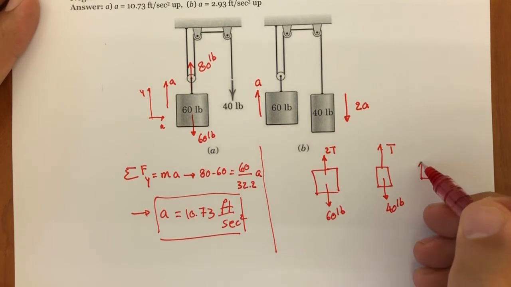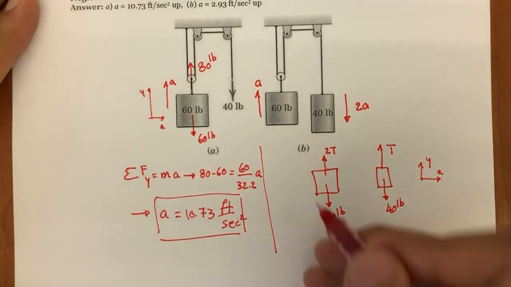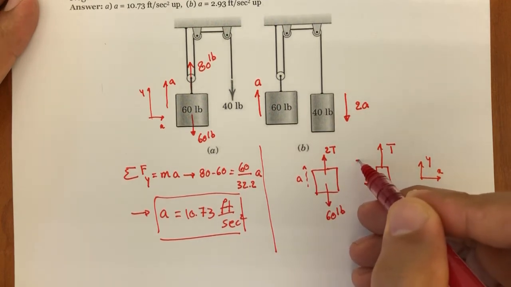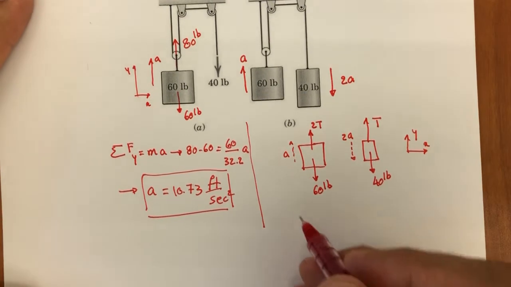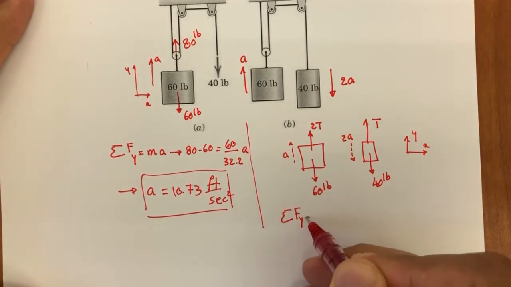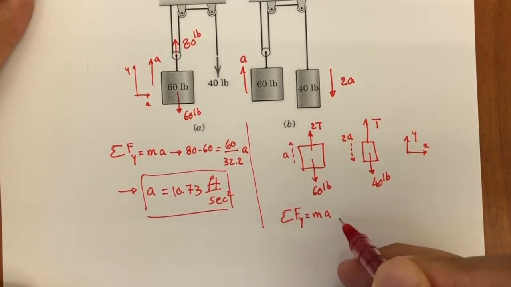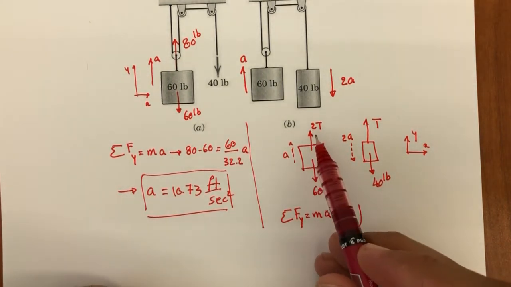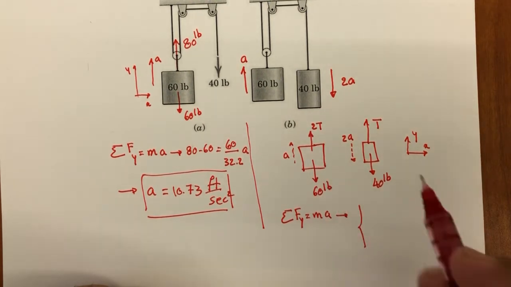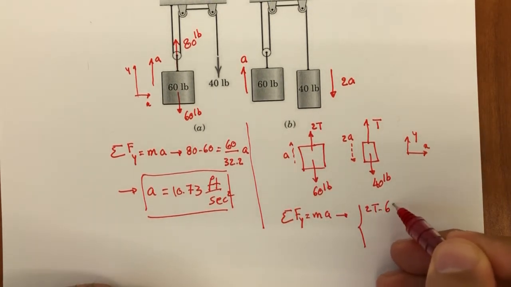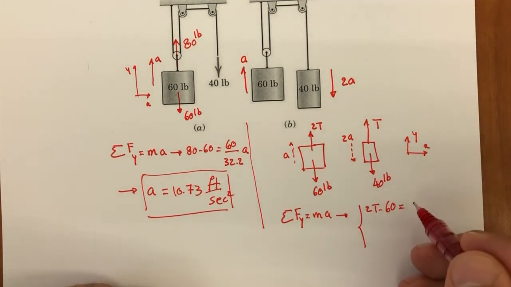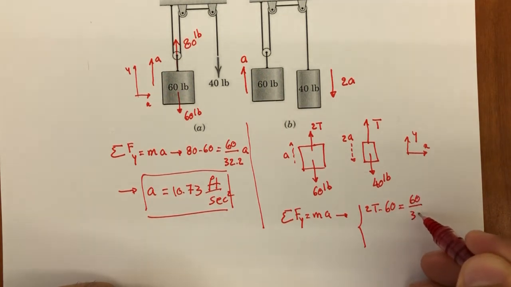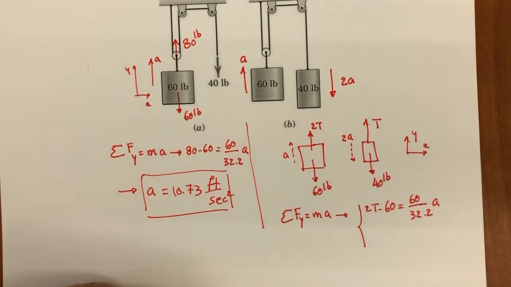And for this one, I'm gonna use XY coordinate again. This one is moving upward with the acceleration of A. This one is moving downward with the acceleration of 2A. Sum of the forces in the y direction is equal to mass of each one times acceleration of it. So for the first one, sum of the forces is going to be 2T minus 60 is equal to mass of it, which is 60 divided by 32.2 times acceleration, which is A.